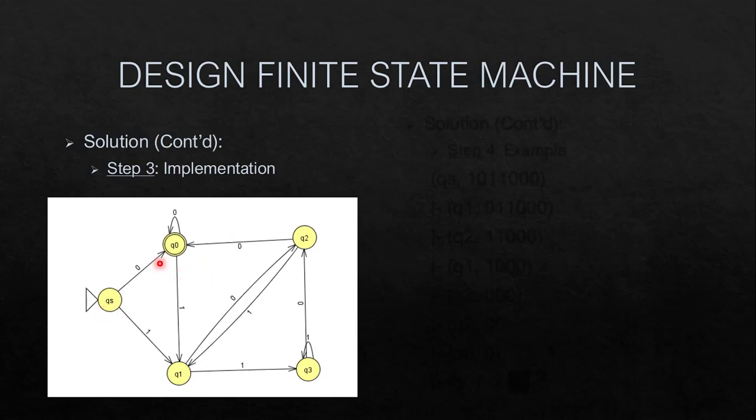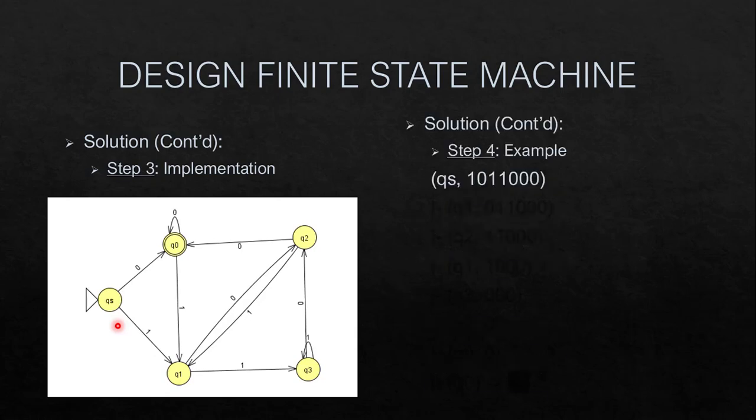So from QS we have Q0 or Q1. From Q0 we stay in Q0 or go to Q1. Then from Q1 we either go to Q2 or Q3. From Q2 we go to Q1 or Q0. Then finally from Q3 we will stay in Q3 or go to Q2. As you can observe, from each state on each input there is at least one transition taking place.